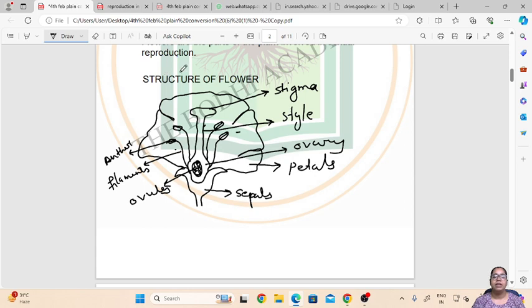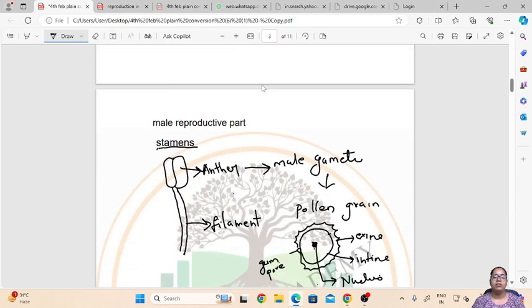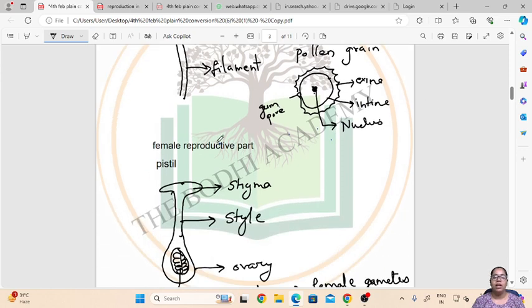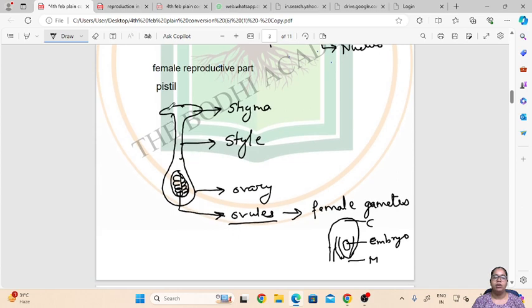which takes place in the flower, and flower consists of the male reproductive part, that is the stamen, which produces the male gamete, pollen grain, and the female reproductive part called the pistil, which contains the female gamete called the ovule.